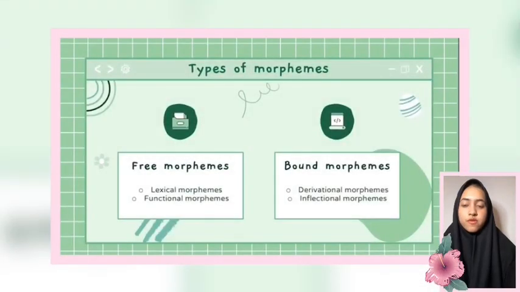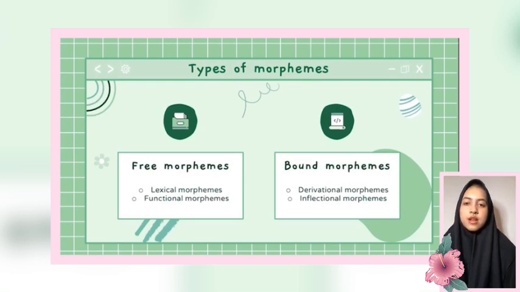Two types of morphemes. The first one is free morpheme, and it is divided into two. The first is lexical morphemes or open class. It is noun, adjective, verb, which means it can stand by itself. The second one is functional morphemes or closed class, such as conjunction, preposition, pronoun, quantifier, auxiliary, or article.